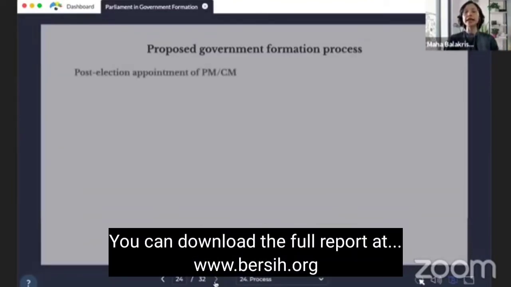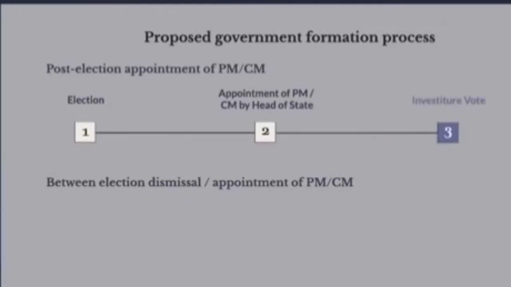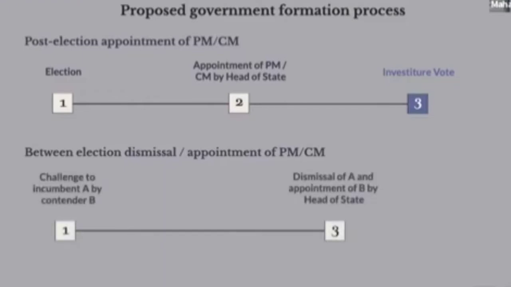So let's look first of all at the current system. In our current system, post-election appointment of the PM, this is essentially two steps, right? Election happens, and the PM or CM is appointed by the head of state. What we're proposing is to introduce a second step, which is an investiture vote. Now, what about between elections? If, between two elections, a PM or a CM is dismissed, or someone challenges the incumbent, the current system again resolves the challenge to incumbent A by contender B at the level of the head of state. Yeah, either dismissal of A and appointment of B, or A is retained and B's claim is dismissed.